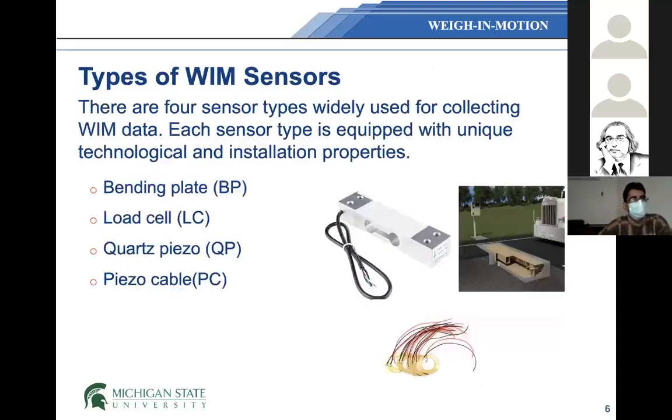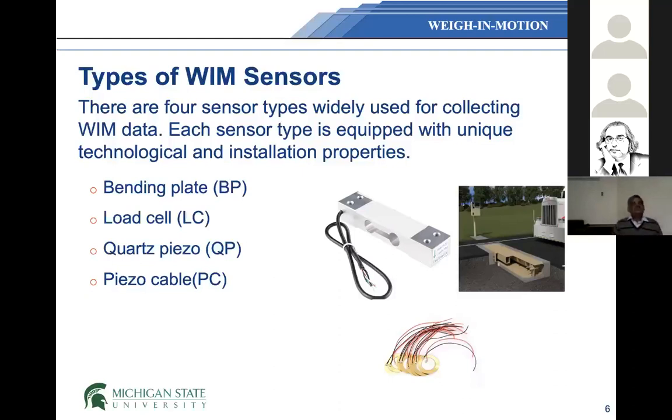Now, what are the different technologies being used all over the world? Right now, we have bending plates. Most of the sensors I installed in Pakistan were bending plate type. Also, there are sensors available that are called load cells. These are more like plate type sensors. The bending plates or load cells use technology like strain gauges, so there is a change in strain, and that is related to the weight which is causing that strain.